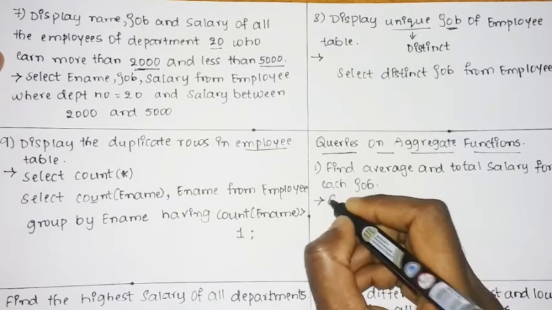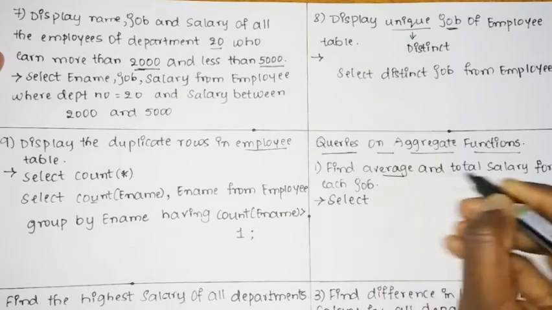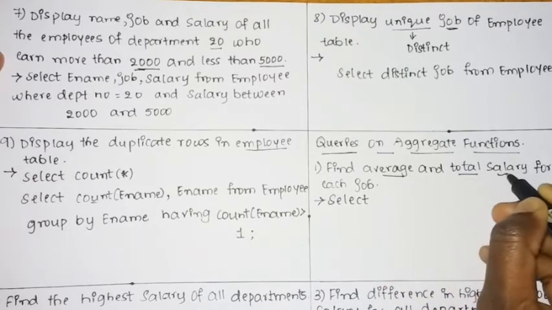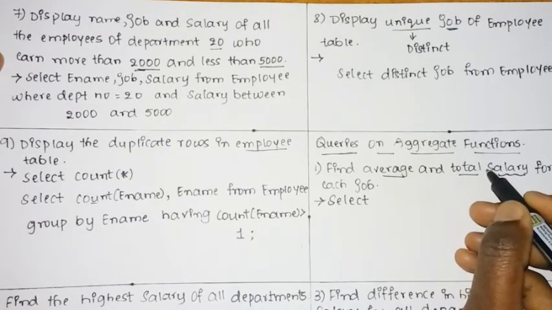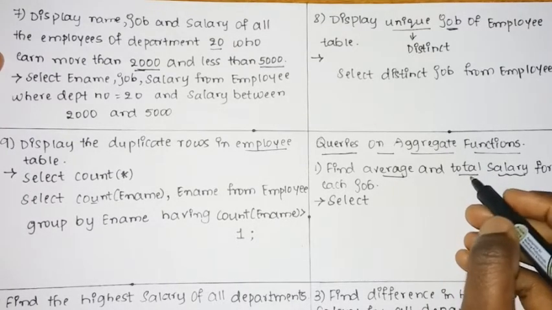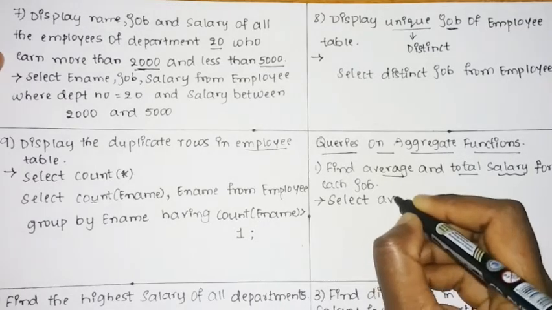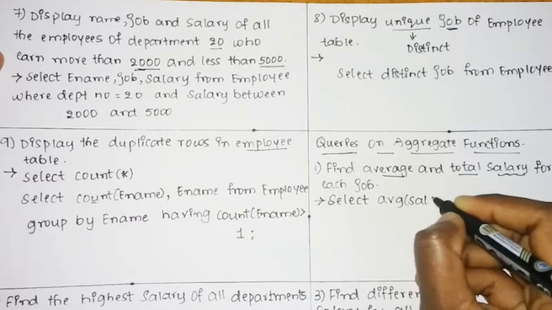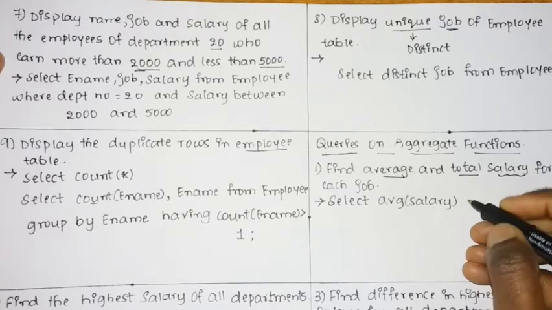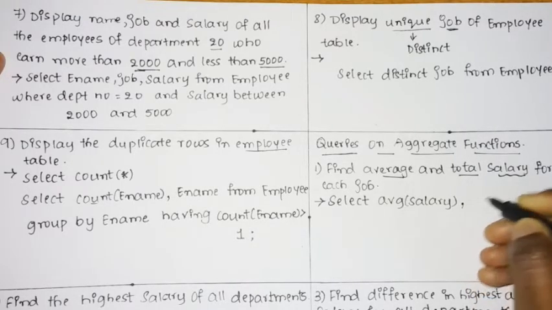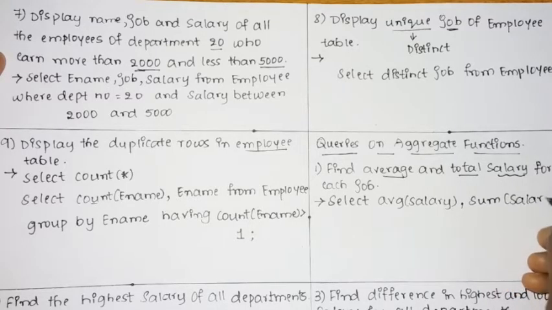Again, the first clause you need to use is select. You are going to find the average salary as well as the total salary, for each job. So we need to write a query: select average of salary, comma, sum of salary. This will calculate the average as well as the sum of salary.